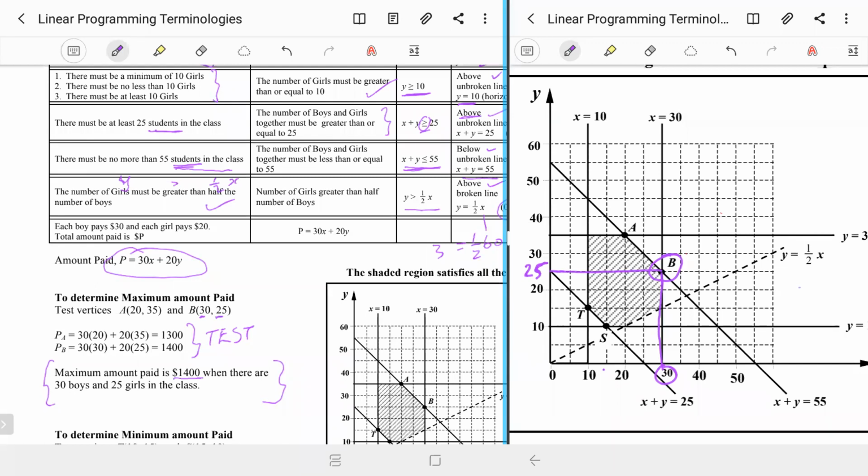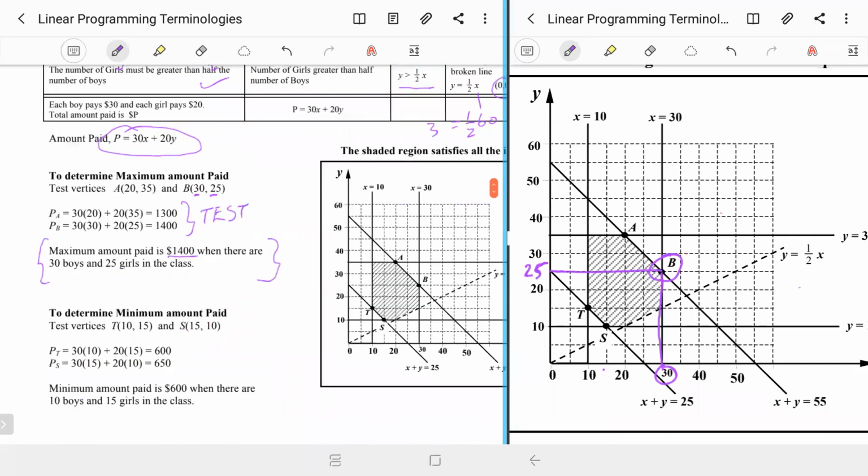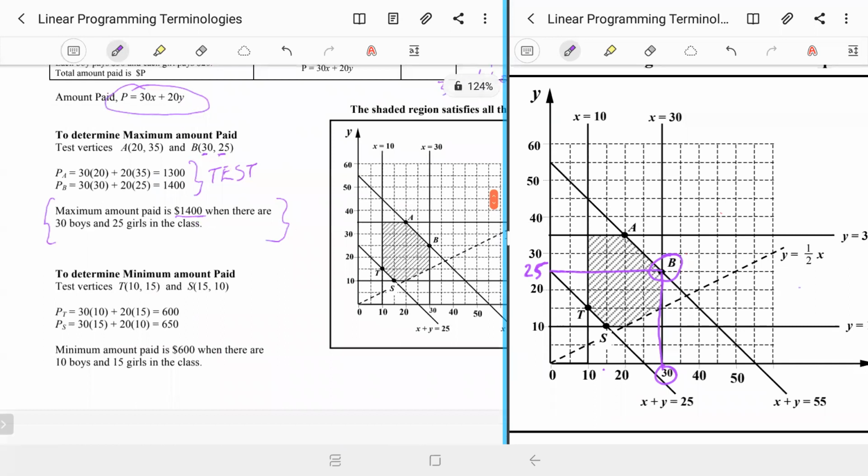Now, if you're going to go for the minimum amount paid, this is still the formula for the amount paid up here. If you want the minimum amount paid, then you want where you have the minimum number of boys and girls in the class. And that is at one of these 2 points.